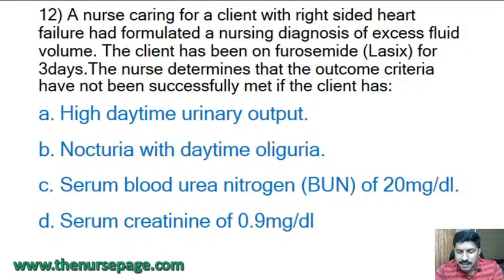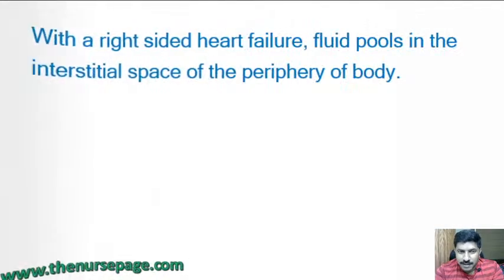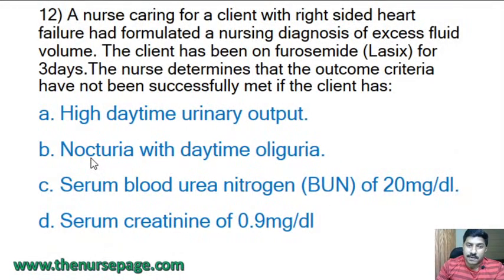Okay, we'll check the correct answer here. The correct answer is nocturia and daytime oliguria. Nocturia with daytime oliguria. That is the correct answer here. It means during the night time, the edematous fluid will go into the blood vessels. That will cause nocturia, increased urination at night time. And daytime urination will be very less. Oliguria will be there.